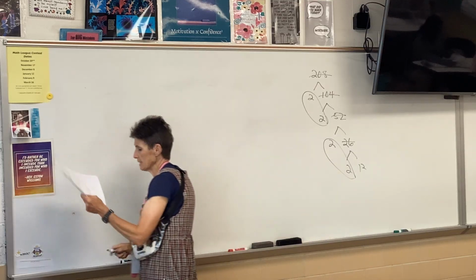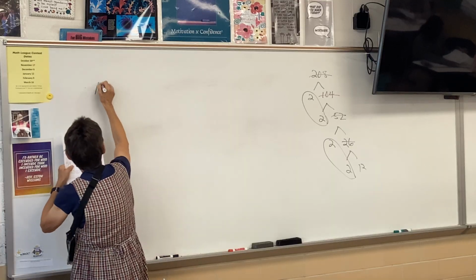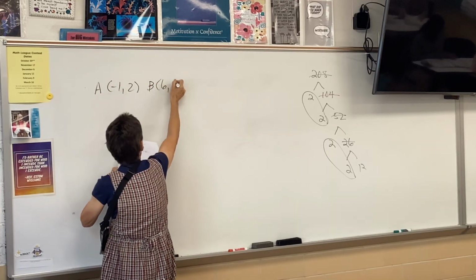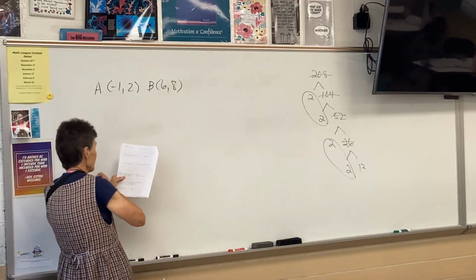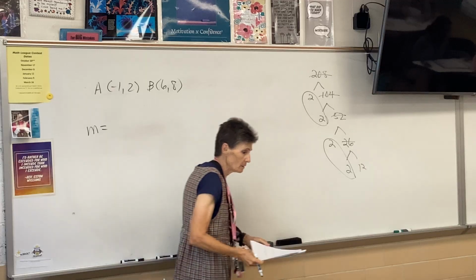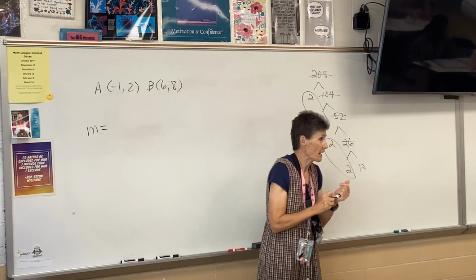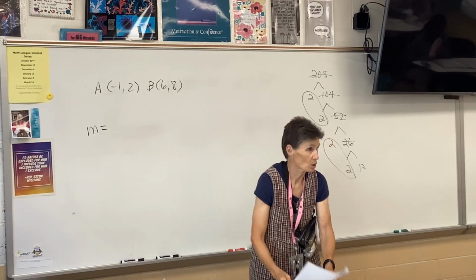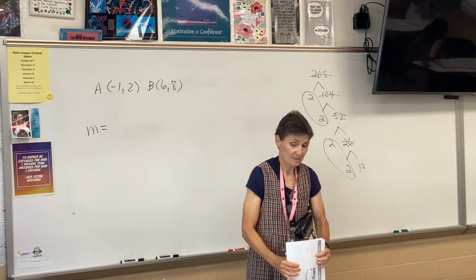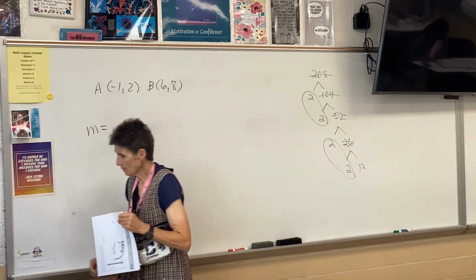So the first thing in P4 says, we've got these 2 points, and we're going to find the slope. Now I'm going to use the letter M because for some reason, that's the letter we use when we talk about slope. Remember y equals mx plus b? That's the slope. So I'm going to use the letter M.